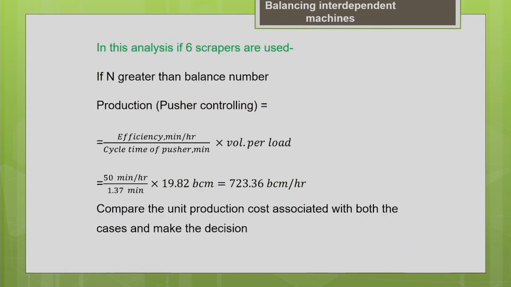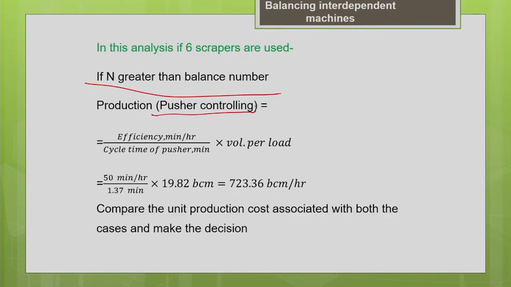Similarly, let us estimate for 6 scrapers. If n is greater than the balanced number, that means you are going to use more scrapers than what is indicated by the balanced number. In this case, scrapers will have idle time. Scrapers are not critical; the scraper will be waiting for the pusher. The pusher is critical here, so unless the pusher is available, I cannot complete the job. In this case, the pusher will be controlling the production, and the pusher cycle time is critical. I have more scrapers than what is needed.